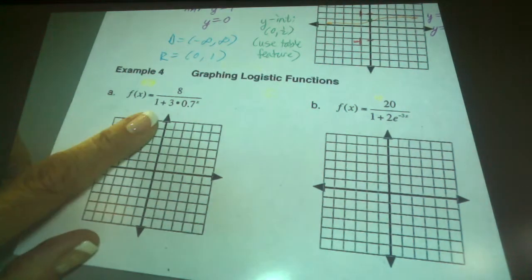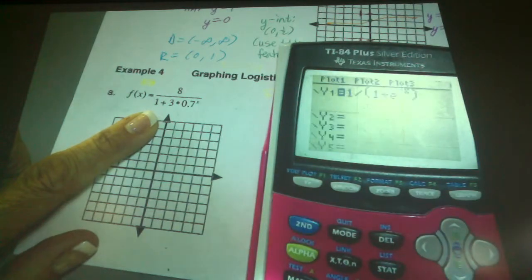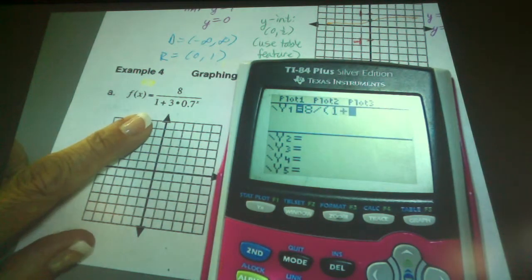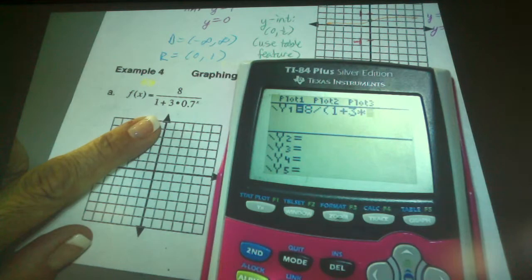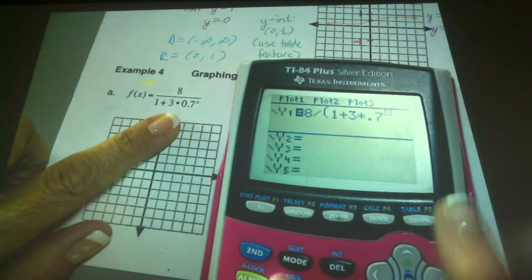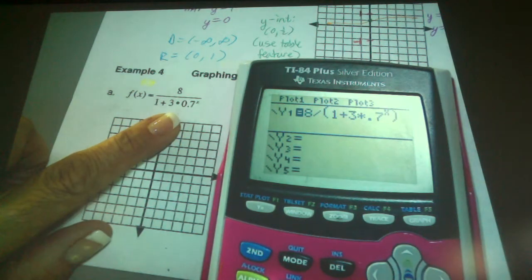So we're going to put this into our calculator, the y equals. So I'm going to get rid of that original. I'm going to do 8 divided by, you must use parentheses, 1 plus 3 and use the multiplication symbol, 0.77 e this time. It's okay. It will still be logistic. Raised to the x. And end those parentheses.